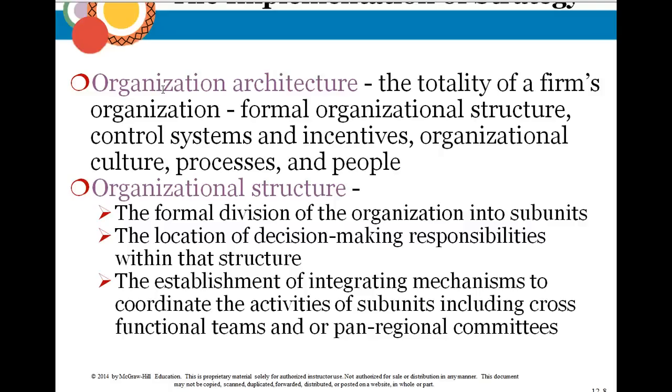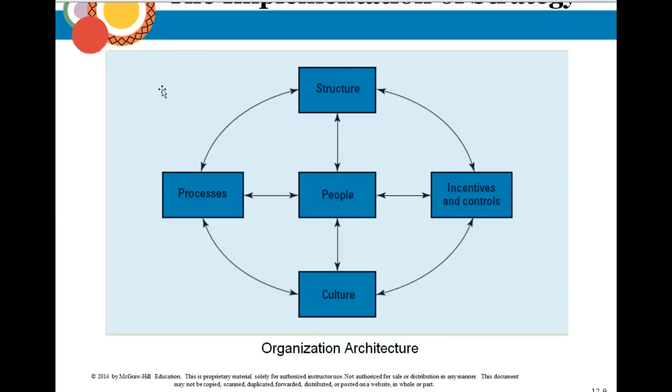Now, let's talk a little bit about the organizational architecture and structure. Organizational architecture can be used to refer to the totality of the firm's organization, including formal organizational structure, control systems, incentives, organizational culture, processes, and people. And this can be illustrated. I have a slide on this. Here's the organizational architecture. And this, again, we talk a little bit more about in the organizational behavior course. But this is basically one way to organize a company. So, in the architecture.